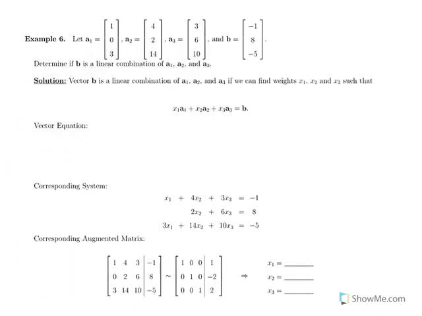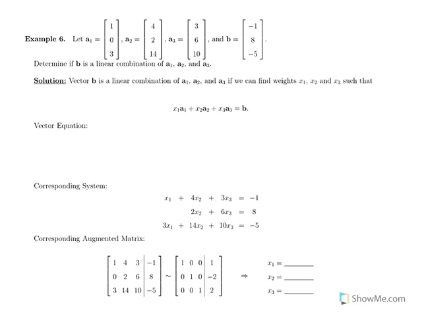All right, moving on. Let's look at another example. Here we have 4 different vectors that we're going to look at. We have the vector A1 is 1, 0, 3. The vector A2 is 4, 2, 14. A3 is 3, 6, 10. And B is negative 1, 8, negative 5. And the question is, determine if B is a linear combination of those A1, A2, and A3 vectors. These are vectors that lie in R3, in 3 space, asking is it a linear combination.